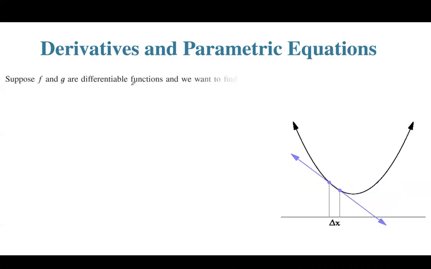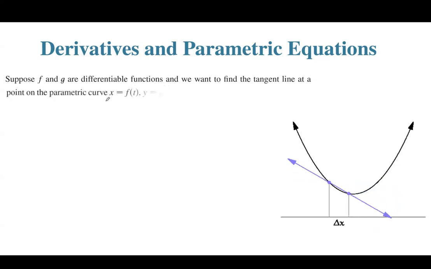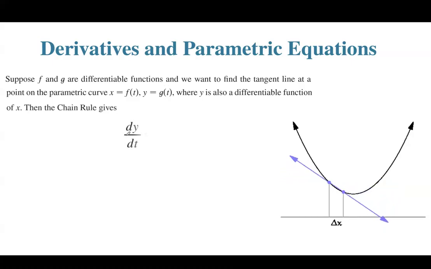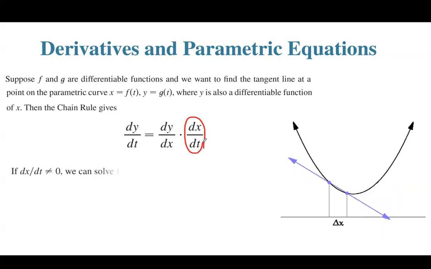Suppose f and g are differentiable functions, and we want to find the tangent line at a point on the parametric curve x equals f of t and y equals g of t. We also assume y is differentiable as well. Remember the chain rule. The rate of change of y with respect to a parameter like t is nothing but the rate of change of y with respect to x times the rate of change of x with respect to t. So we can basically divide both sides by dx/dt and derive the following formula.